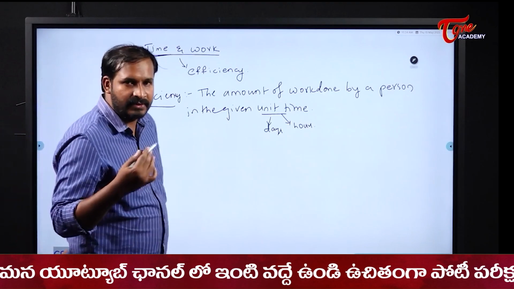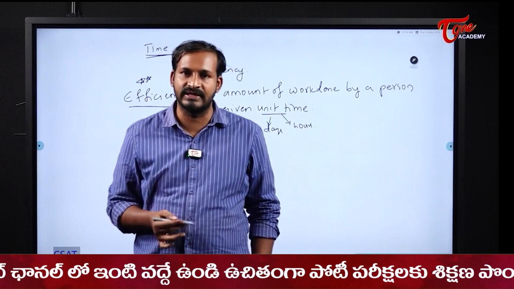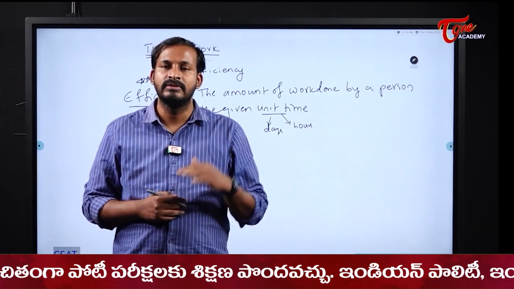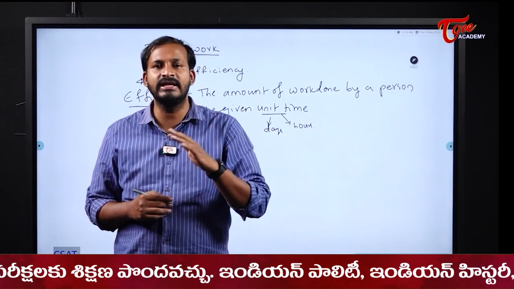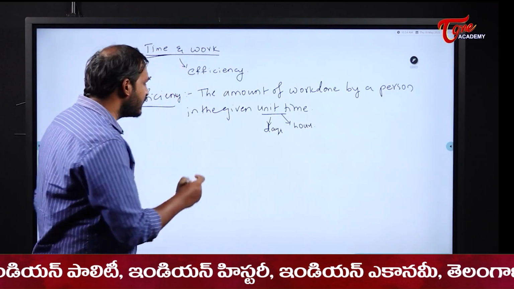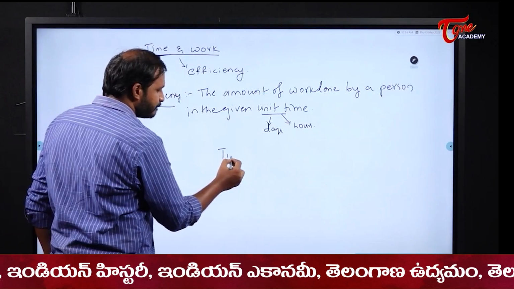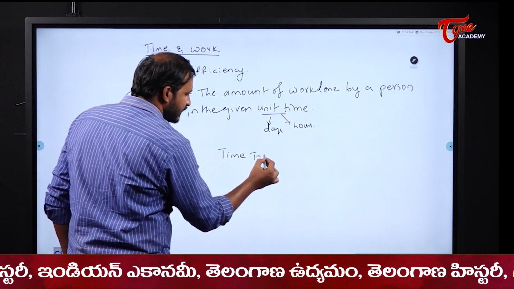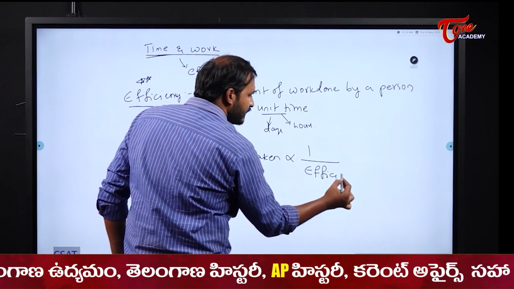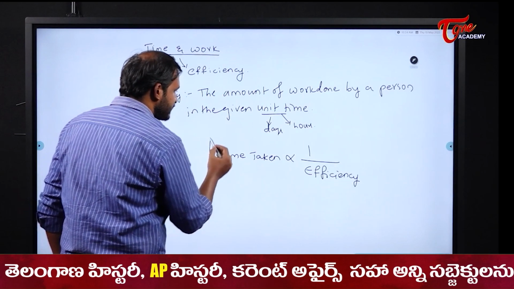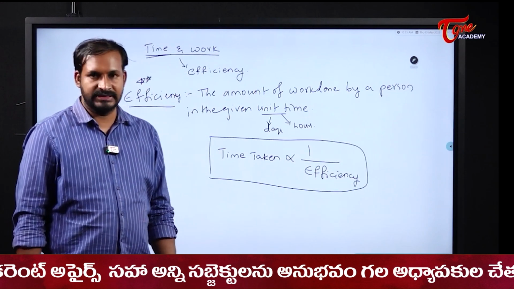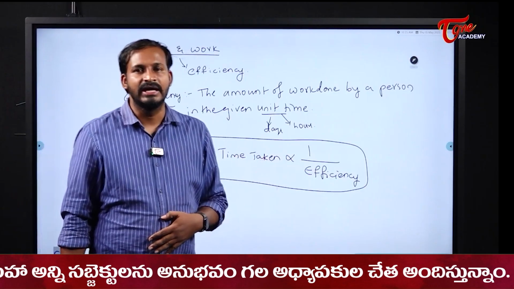See here, efficiency means the capacity to do a work. Now, if I have more efficiency, then what about the time taken for me to complete the job? Definitely I will finish that work in very less time. If I have less efficiency, then my time will go on increasing. That means time taken is inversely proportional to the efficiency, or else we can say efficiency is inversely proportional to time taken. So, time taken is inversely proportional to the efficiency.